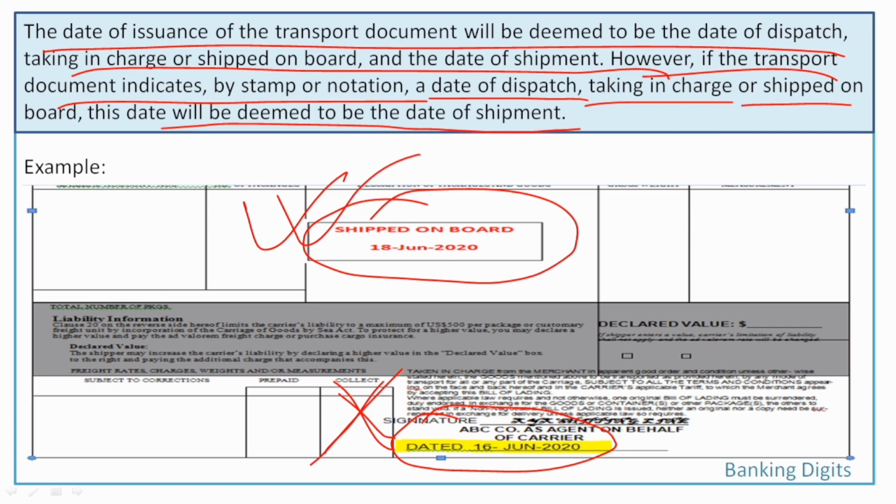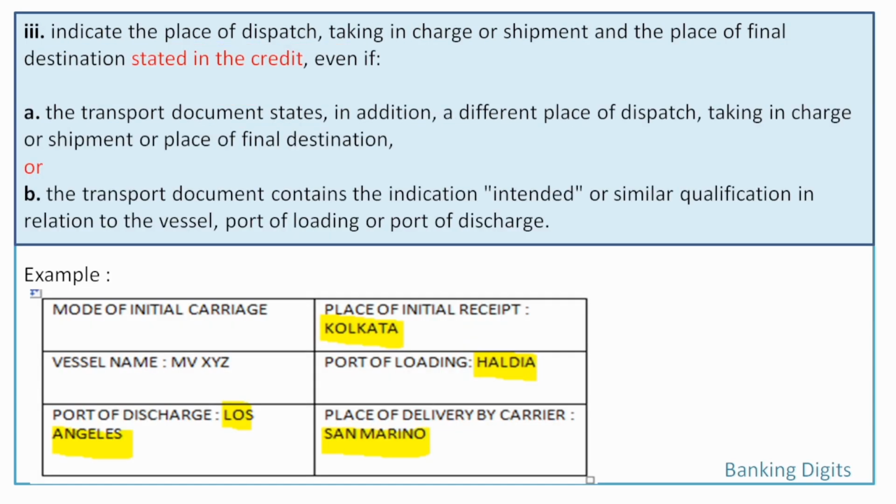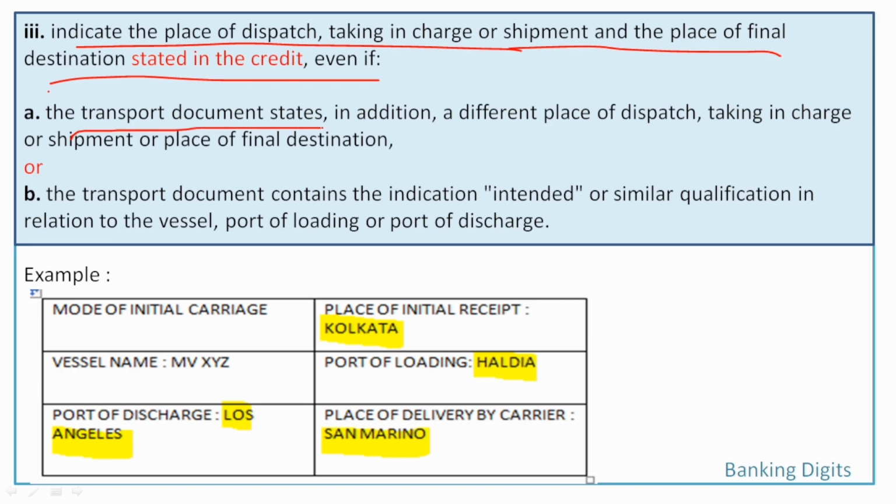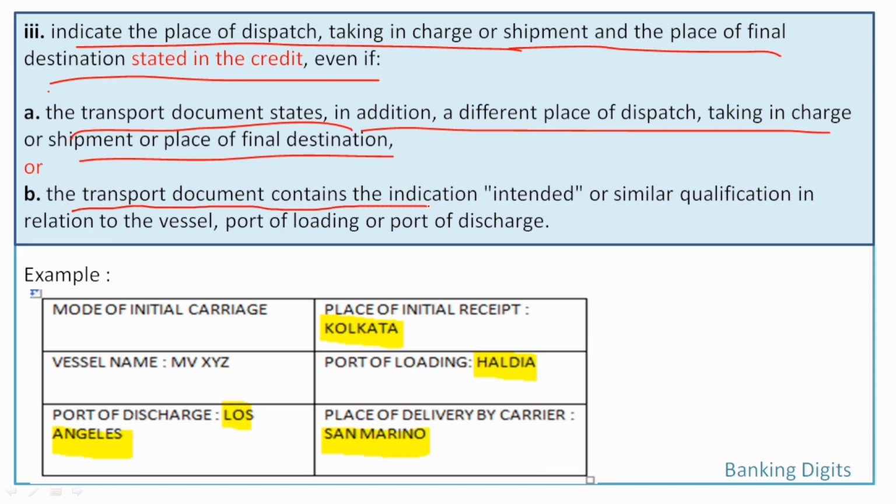Now next, multimodal transport document must appear to indicate the place of dispatch, taken in charge or shipment and the place of final destination stated in the credit, even if the transport document states in addition a different place of dispatch, taken in charge or shipment or place of final destination, or the transport document contains the indication with intended or similar qualification in relation to vessel, port of loading or port of discharge.